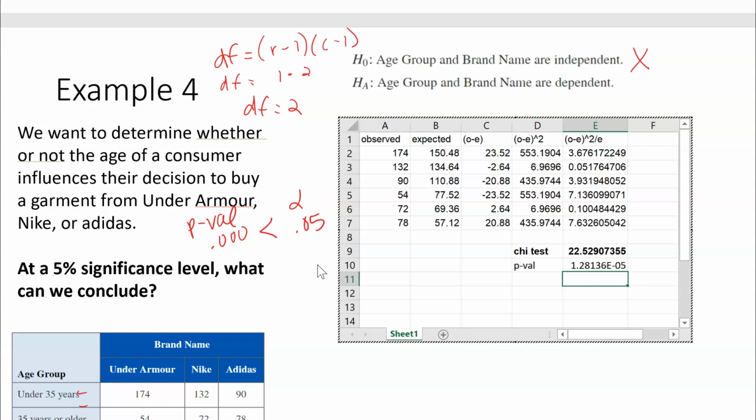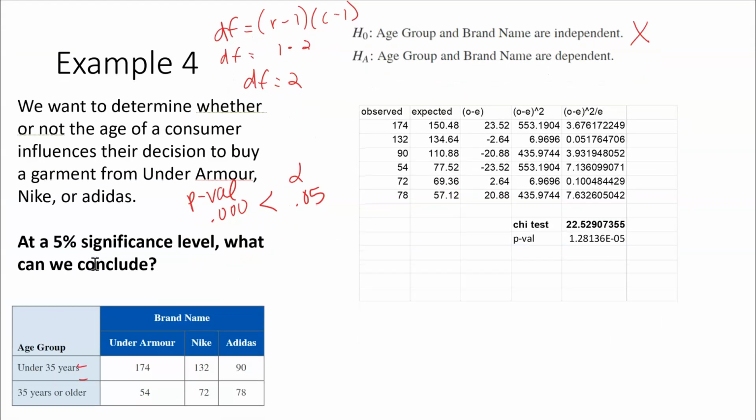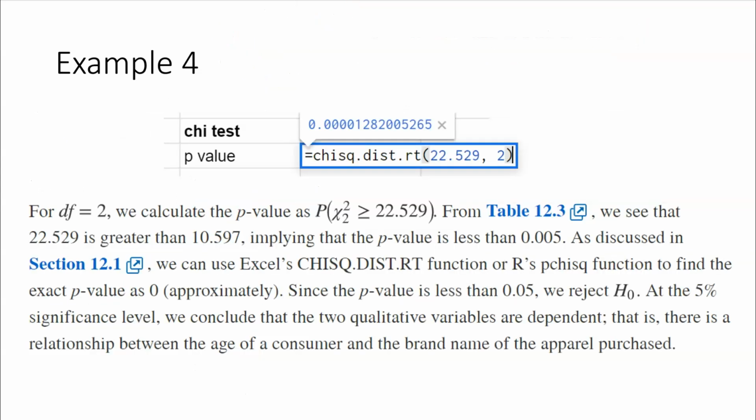So what we're saying is that we can conclude that age group and brand name are dependent. There is evidence to suggest that certain age groups prefer certain brands, which I do think makes sense. In terms of what I've seen, certain generations and ages gravitate towards whatever was popular and marketed to them. So when we come back, we'll do another couple of examples, and you try.